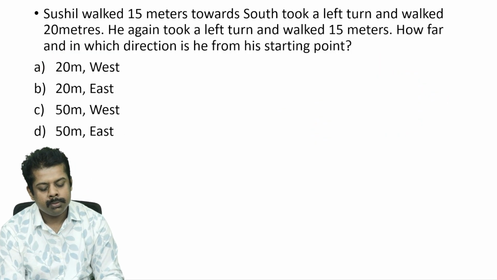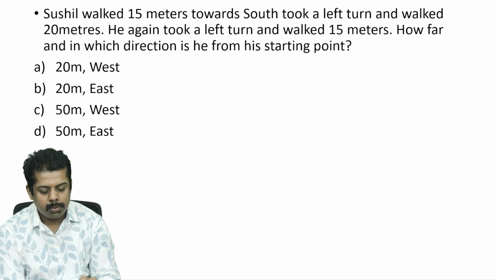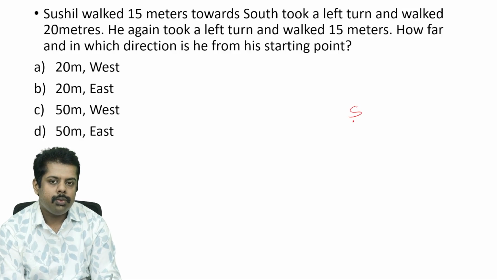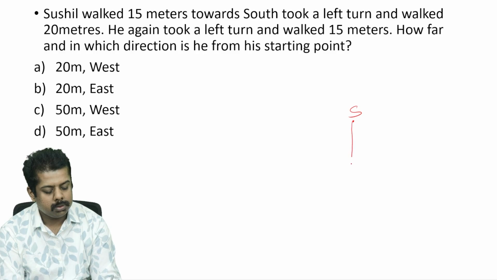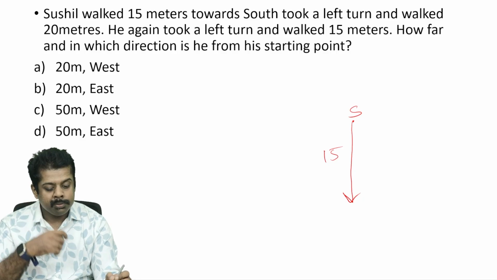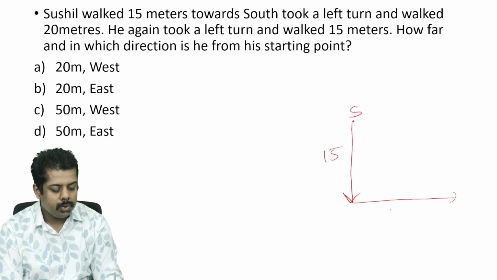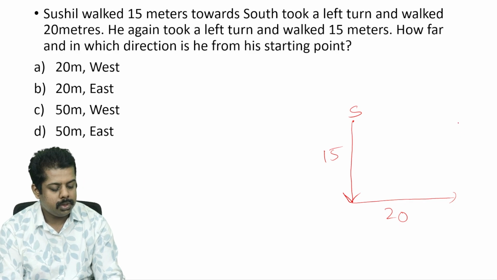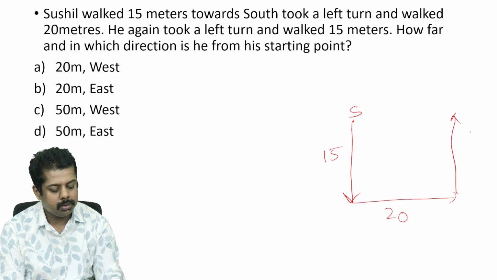Another question is based on Sushil. So Sushil first is going 15 meter to the south. Okay, he's moving 15 meters. Then he took a left turn, 20 meters. Then again he took a left turn, so left is above, 50. So this is his ending point.